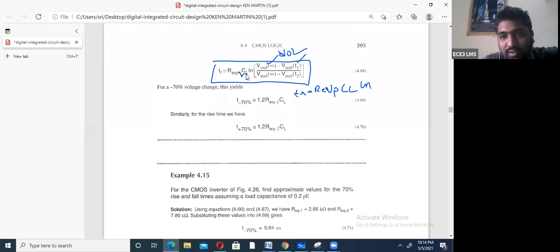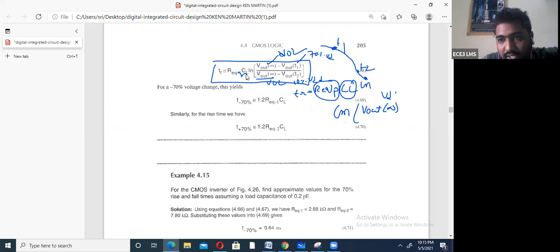This is VO of T1, meaning during fall time 70% of VDD, and this is T2, 10% of VDD. This is VOL. V out of infinity means VOL. But during rise time, we have to substitute here the R equivalent P equation, the load capacitance equation. V out of infinity means VDD during rise time. V infinity is VDD, and VT1 is 10% of VDD, VT2 is 70% of VDD. Those values you have to substitute and find the rise time and fall time.